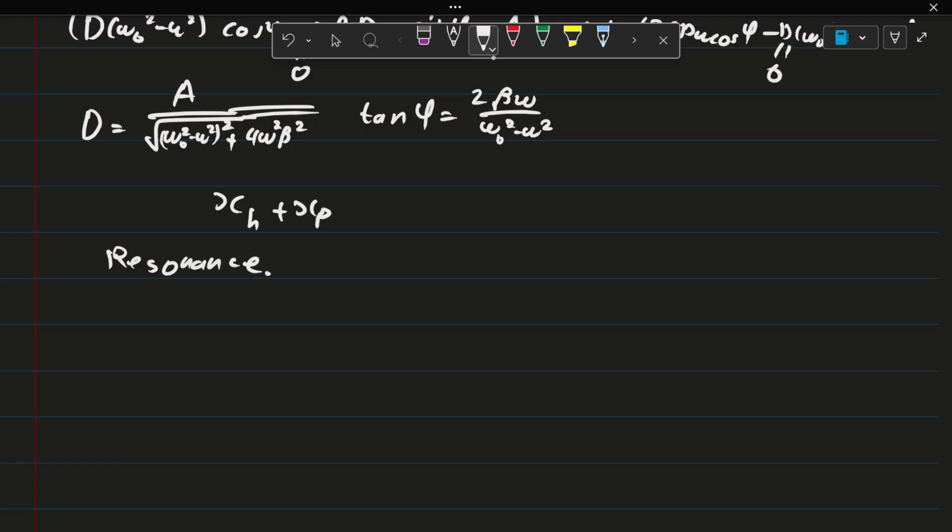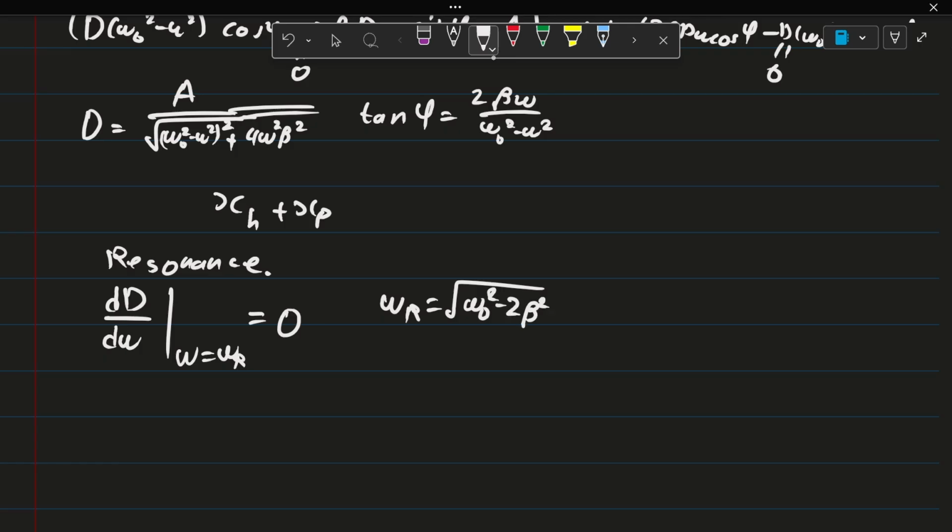So resonance is the phenomenon in which the amplitude goes to a maximum at a certain resonance frequency, or basically when the derivative equals 0, which denotes that there's a local maxima or local minima. You could solve this just by taking the derivative and doing all of the algebra. And so you would obtain that omega r is the square root of omega 0 squared minus 2 beta squared.